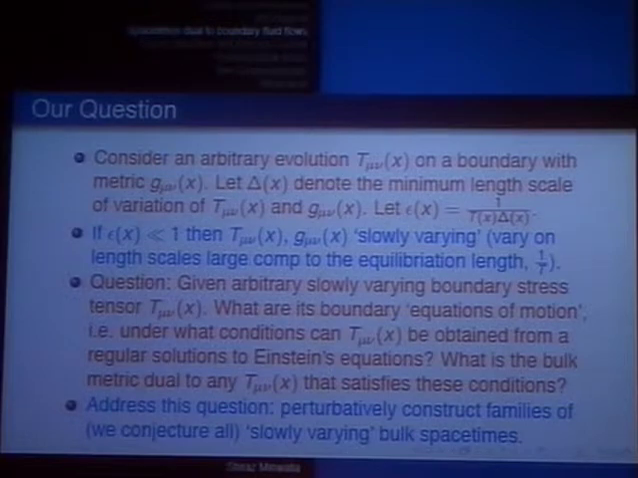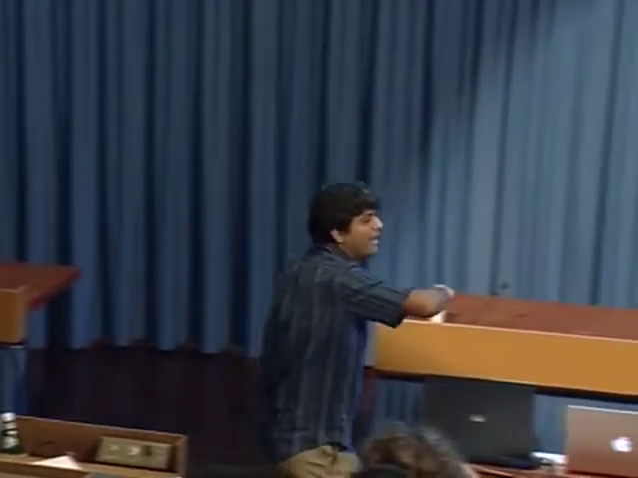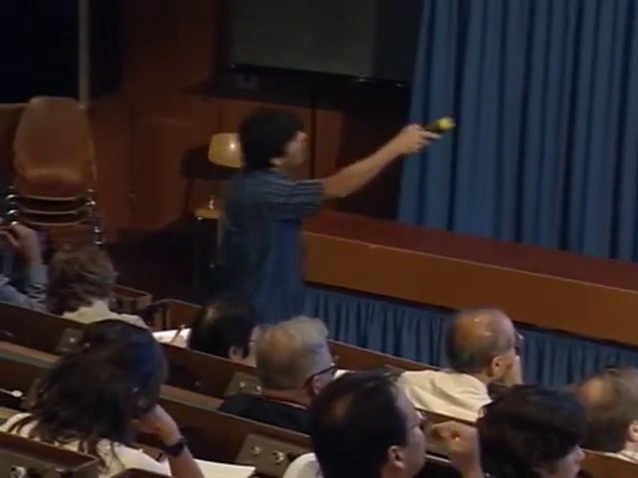But now let me tell you exactly what problem I want to address. Consider an arbitrary evolution of the stress tensor on the boundary. Though I won't stress it in this talk, everything that I'm doing has enough freedom to allow for an arbitrary metric on the boundary. So our space is not constrained to be AdS as we go to the boundary; it's only locally AdS. Now, let delta x denote the minimum length scale in the variation of the stress tensor and the metric on the boundary. We should specify this in more detail, but I won't have the time to do that in this talk.